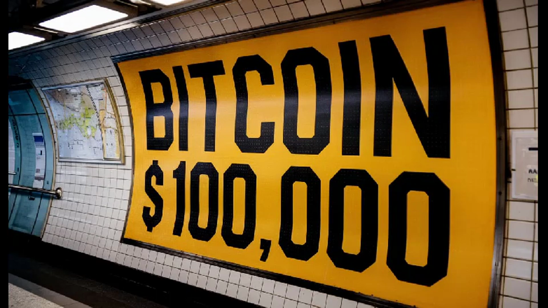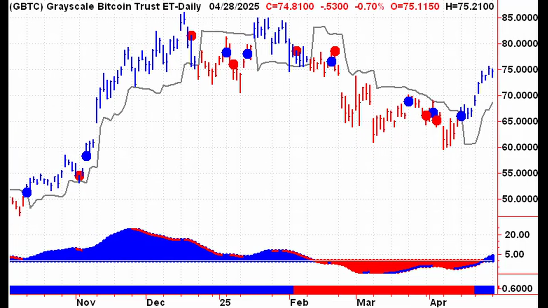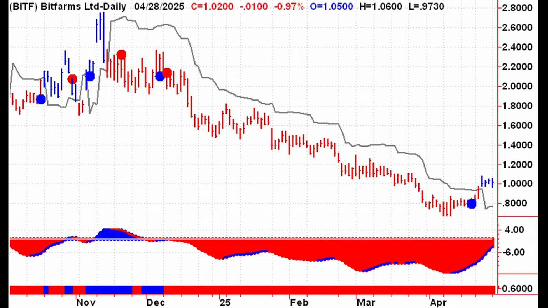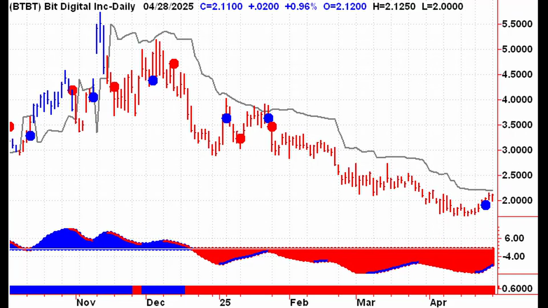Let's finish off with a quick look at Bitcoin. It's on a buy signal right now. So are the major Bitcoin ETFs. And then when we look at the stocks, still waiting for some of them to move, but there's Bitfarms on both sides of the border on a buy signal. We're still waiting for Bit Digital. We're not too far away from generating a buy signal on Tuesday.